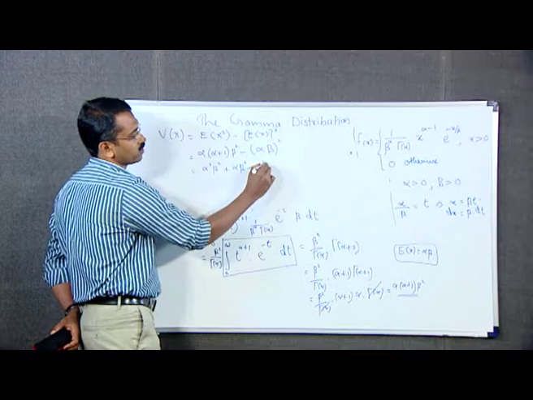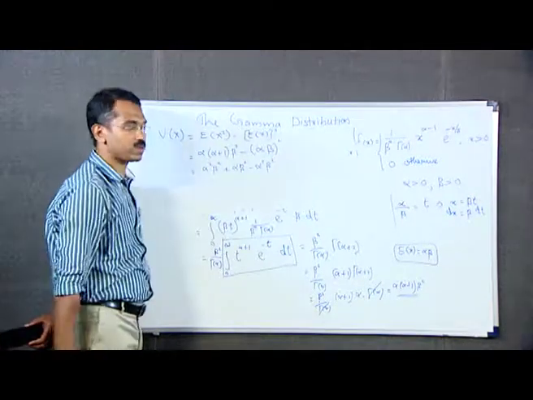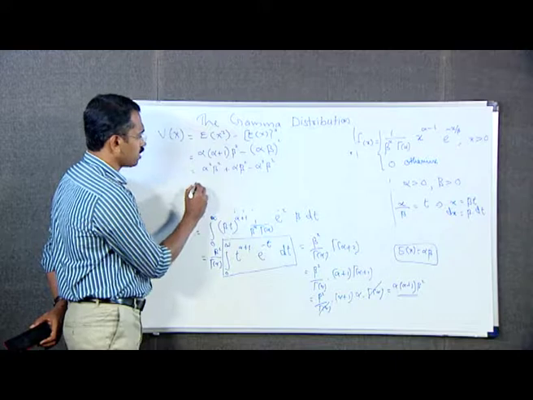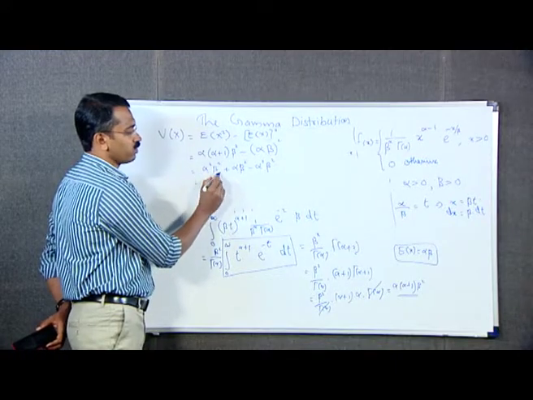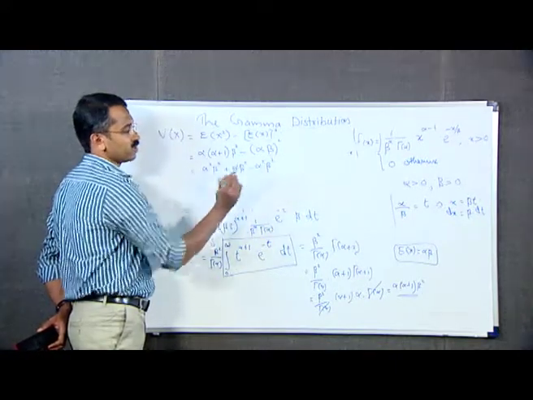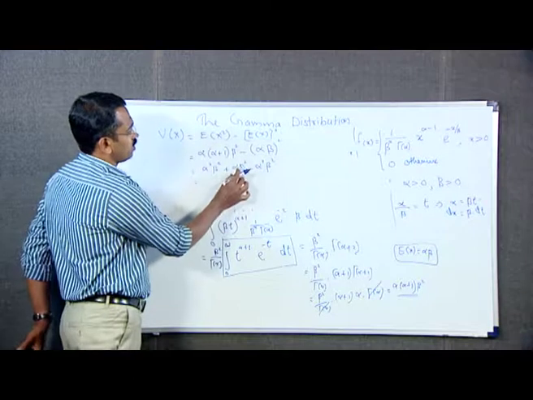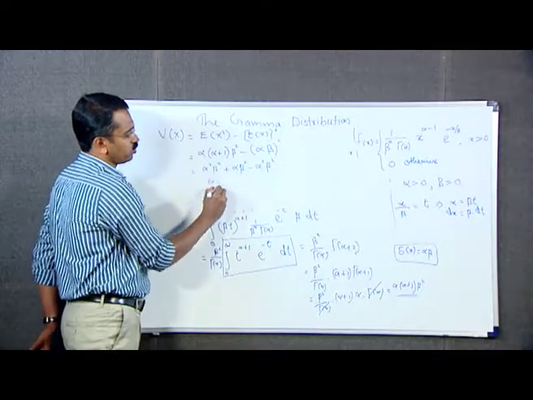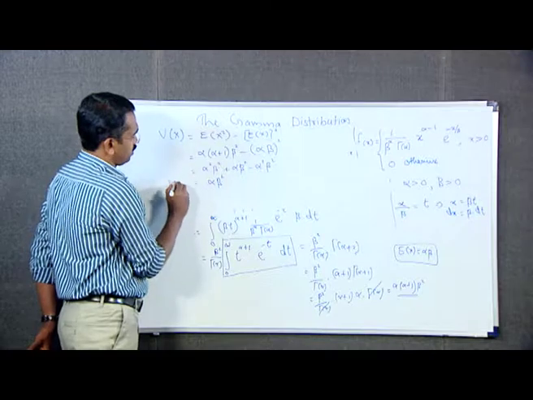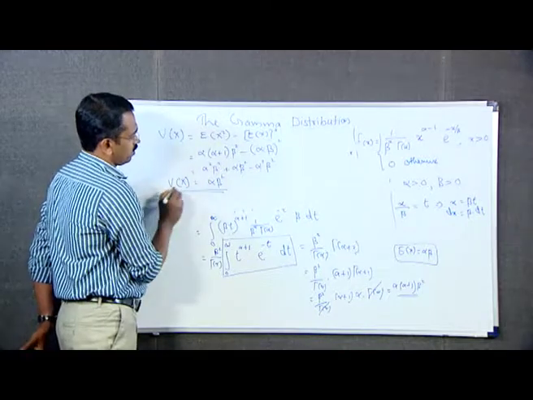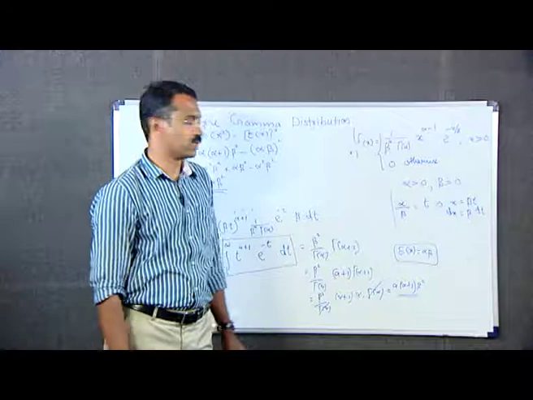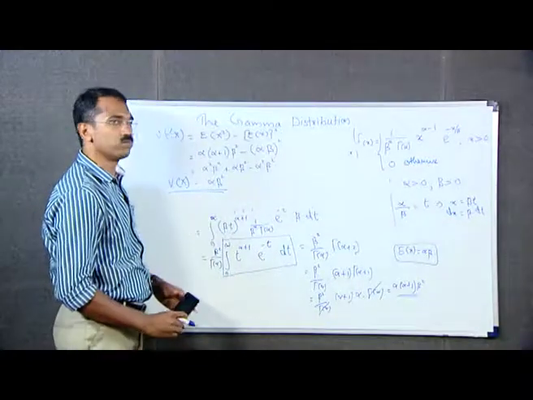beta whole square means alpha square beta square, which is equal to alpha square into beta square minus alpha square into beta square, which is 0. The remaining term is alpha into beta square. That is, variance of x for a gamma distribution is alpha into beta square.